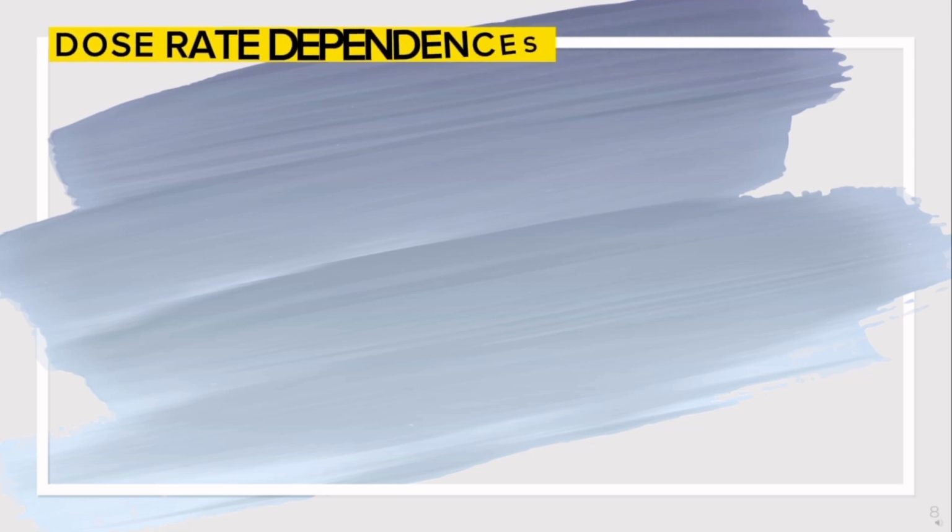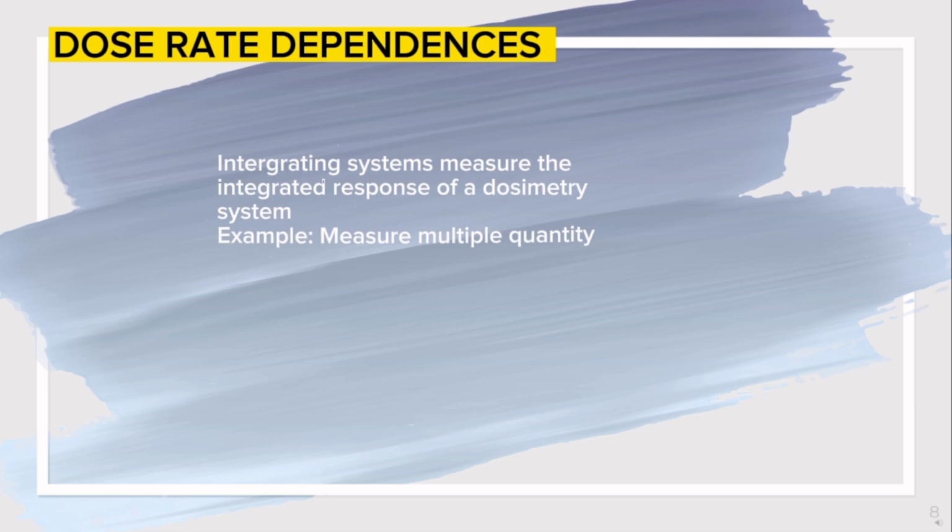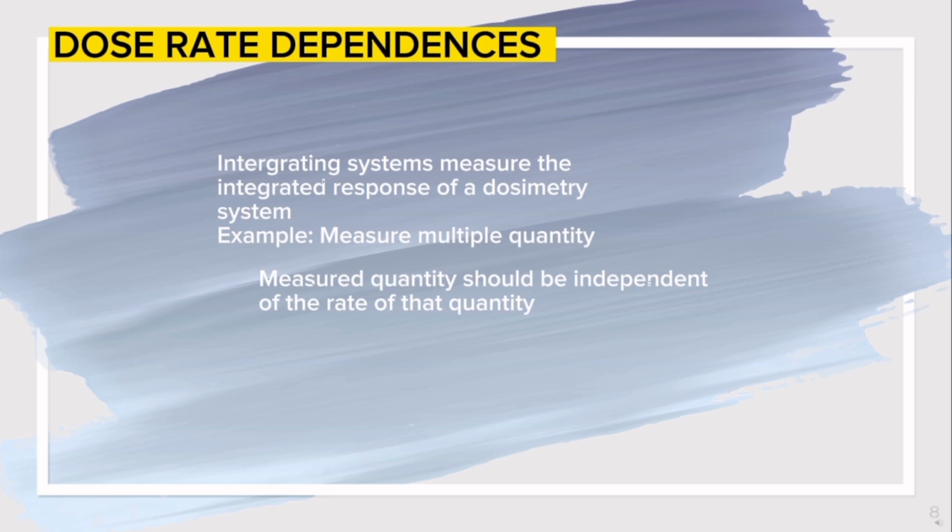Another property of ionization chamber is dose rate dependence. A detector's reading may also depend on the dose rate. Integrating systems measure the integrated response of a dosimetry system, and for such systems, the measured dosimetric quantity should be independent of the rate of that quantity. Ideally, the response of a dosimetry system, M over Q, at two different dose rates should remain constant.